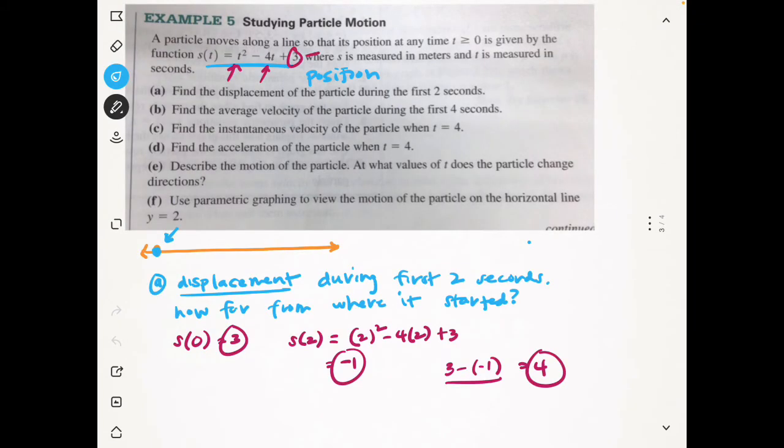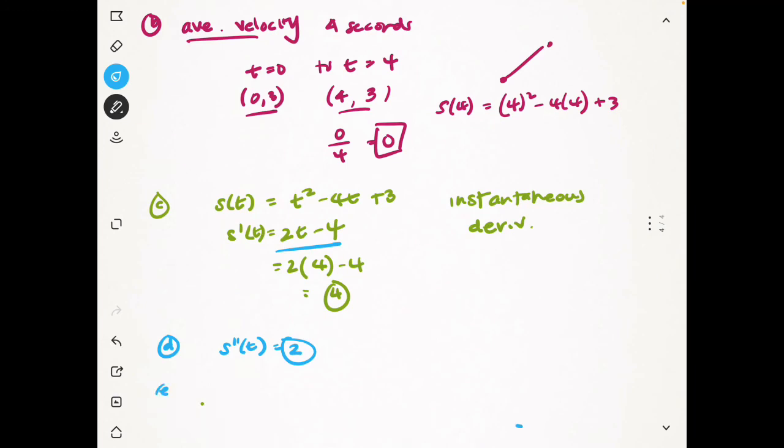Part E, describe the motion of the particle. At what values of t does the particle change directions? Okay, so this is an important thing here. When does it change directions? Let's make a note here. It changes directions when the velocity changes sign. So it could possibly be any time where the velocity is 0.